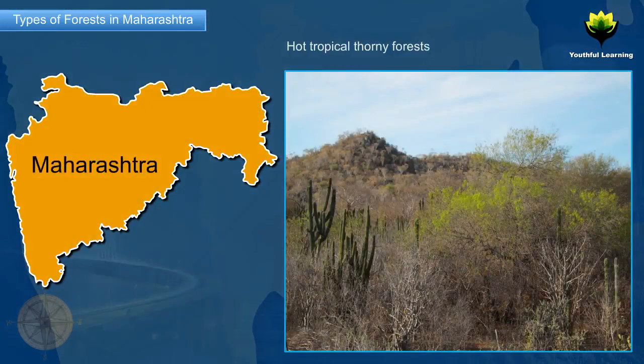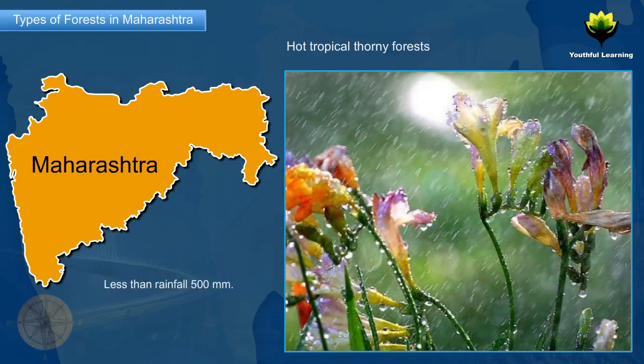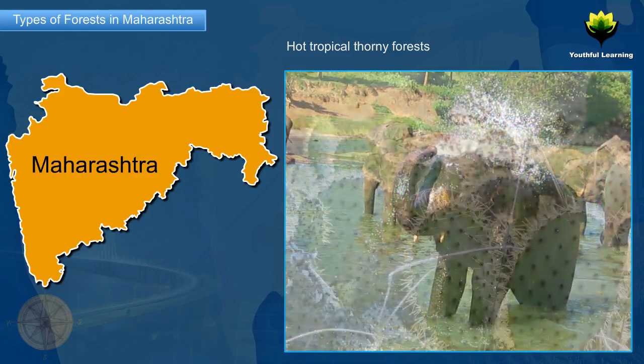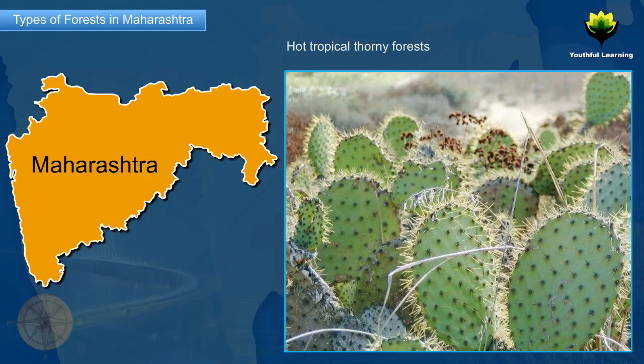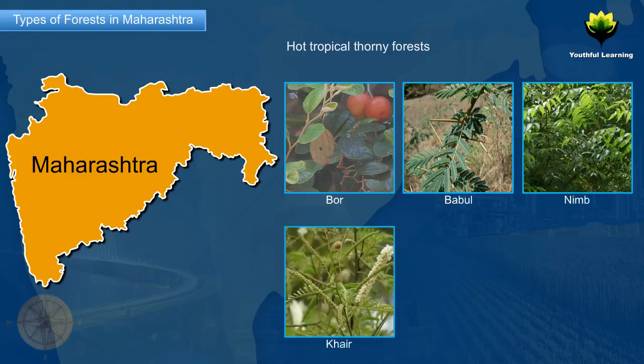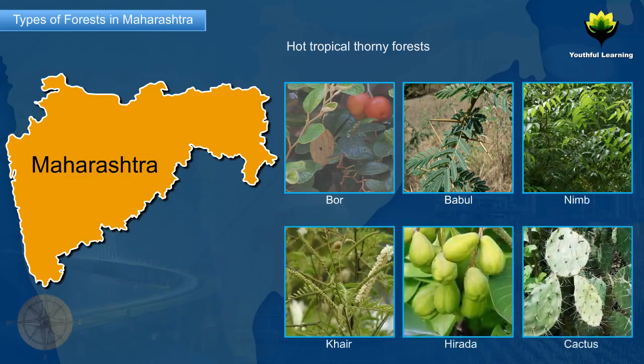Hot tropical thorny forests. Hot tropical thorny forests are usually found in the rain shadow area, receiving less than 500 millimeters rainfall. Here, the summer is hot and dry, and due to low rainfall, short and thorny bushes are found here. Some of the plants found here are bor, babool, neem, khair, hirada, cactus, etc.